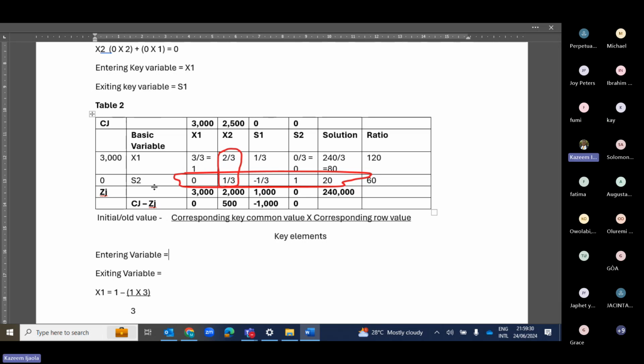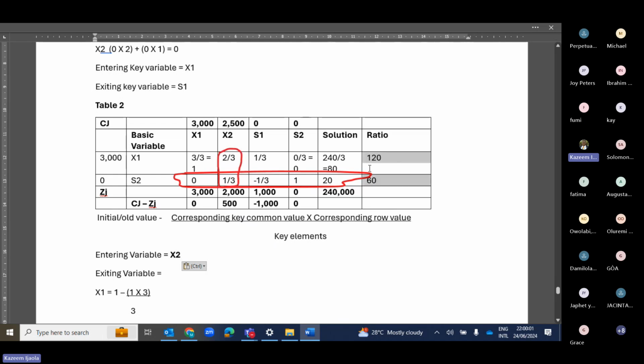Okay. You didn't get it actually. Let me explain it now. I hope you'll be able to understand it now. What you are entering is the one that gives you the higher value here. If you look at these two now, in this CJ minus ZJ, which one gives us the higher value? It is X2. So because X2 gives us the higher value, X2 is our entry variable, because that is where we have the higher value here. That's why it is your entry.